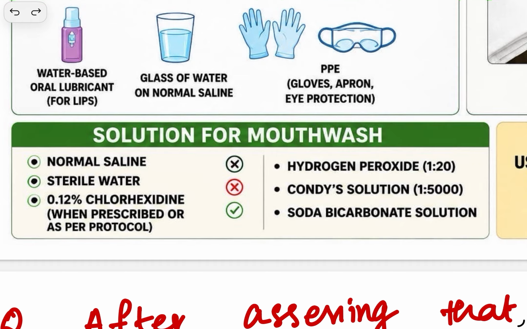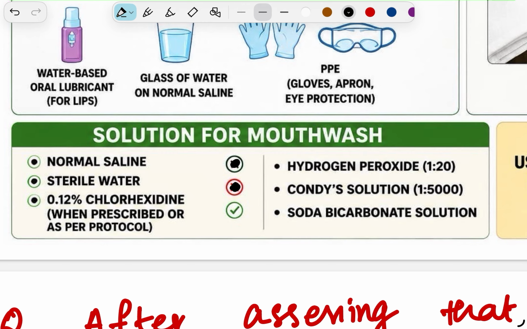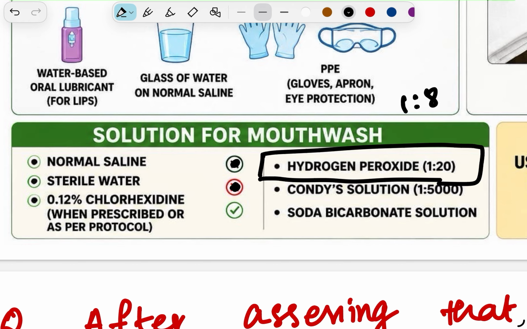So next one, see here they have mentioned it because it is not used much. But here they will use hydrogen peroxide 1:8 practically; in your RGHS practical textbook they mentioned 1:8. In your other textbook they have mentioned 1:20, and both are correct.